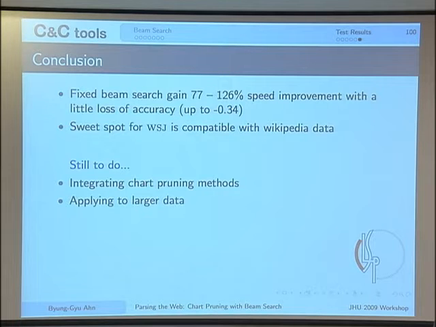So the conclusion is that fixed beam search actually worked. Fixed beam search gained 77 to 126% speed improvement with a little loss of accuracy, and sometimes with accuracy gain. And the sweet spot for Wall Street Journal is actually compatible with Wikipedia data. The same setting worked for both data sets. We still need to integrate this approach with other approaches that Yue and Tim tried during the workshop, and we need to apply this beam search method to larger Wikipedia data sets. I'll stop here and hand over to Yue. Thanks.